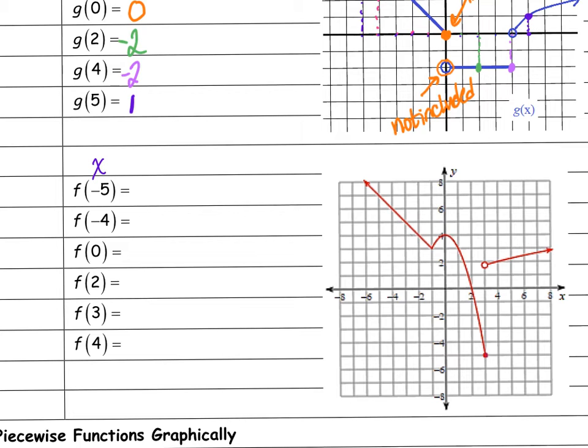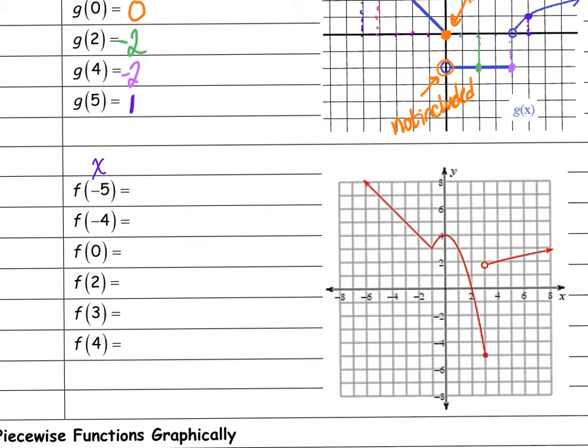And you might not have 5 or 6 values for each problem. You might only have 2 or 3 to look for, but whatever you need, you're just going to go ahead and look for it, and then write the answer down.